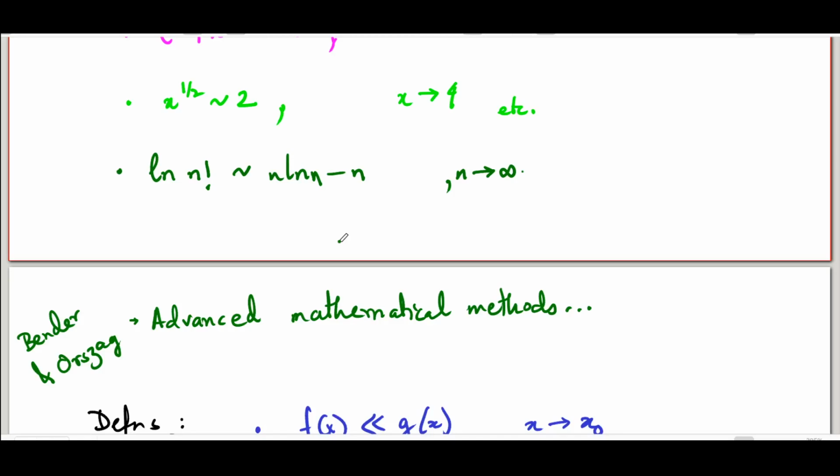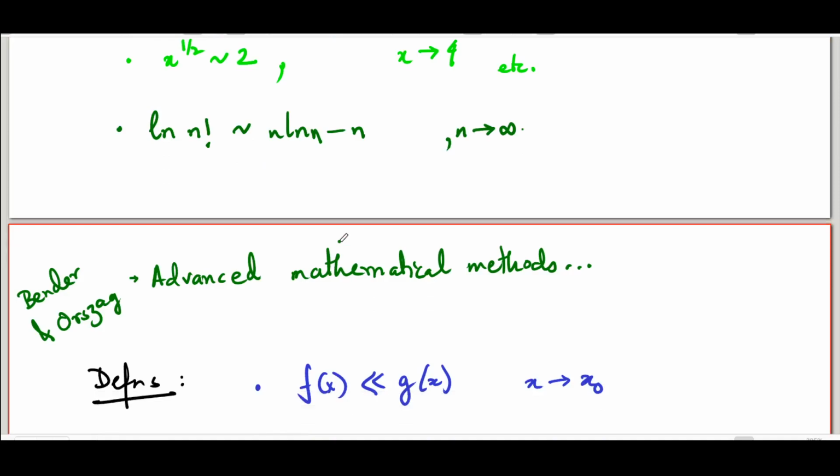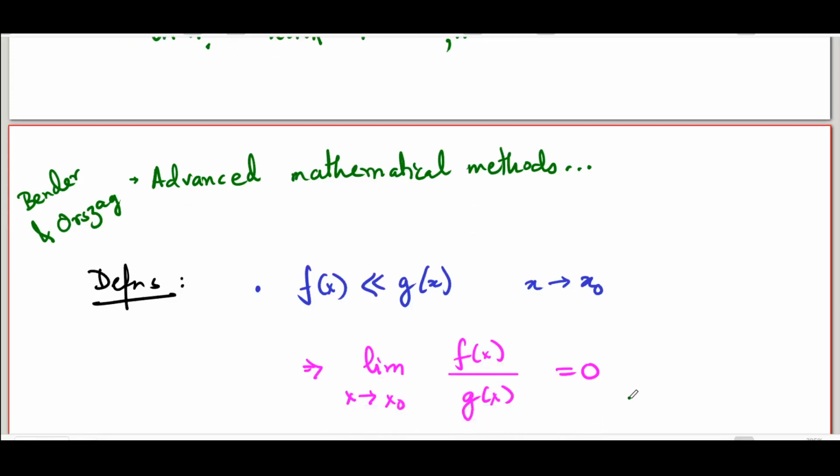Now, the definitions that we have to put in place before we understand asymptotics formally are the following. First, a notion of negligible. f of x is negligible compared to g of x. This double less than sign stands for negligible as x goes to x0. What do we mean by this? What we mean is if you take the ratio f of x by g of x, then in the limit x goes to x0, this ratio vanishes. That is what I mean when I say f of x is negligible compared to g of x as x goes to x0.